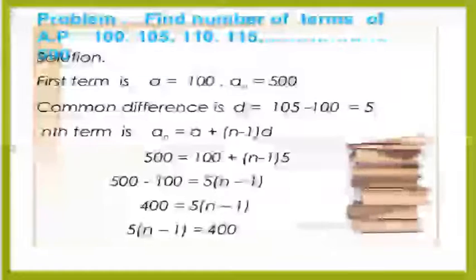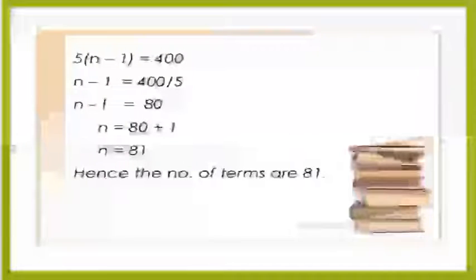Now see here, 5 into (n minus 1) is equal to 400. n minus 1 is equal to 400 divided by 5. n minus 1 is equal to 80. n is equal to 80 plus 1, taking minus 1 to this side. n is equal to 81. Hence the number of terms is 81. In this way we can solve that example.